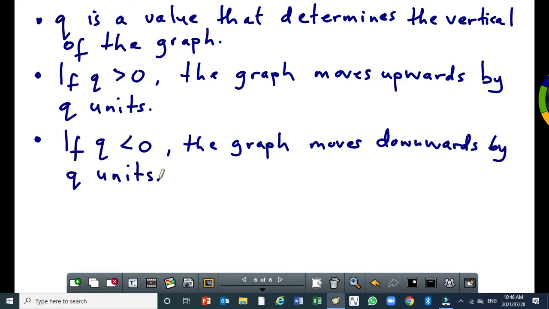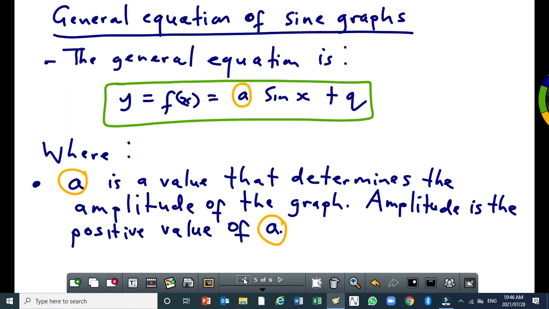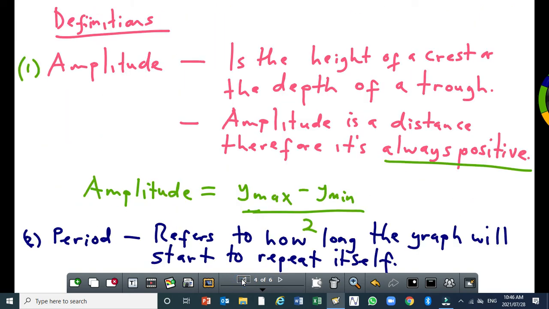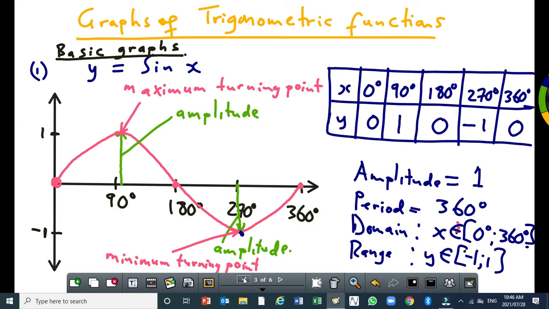For the basic graph, just to remind everyone that when I'm saying basic graph, I'm talking about this graph. This is the graph that we are going to play around with. We are going to move it up or down. We are going to stretch it so that the amplitude cannot be equal to 1. It can be 2, 3, and so on.